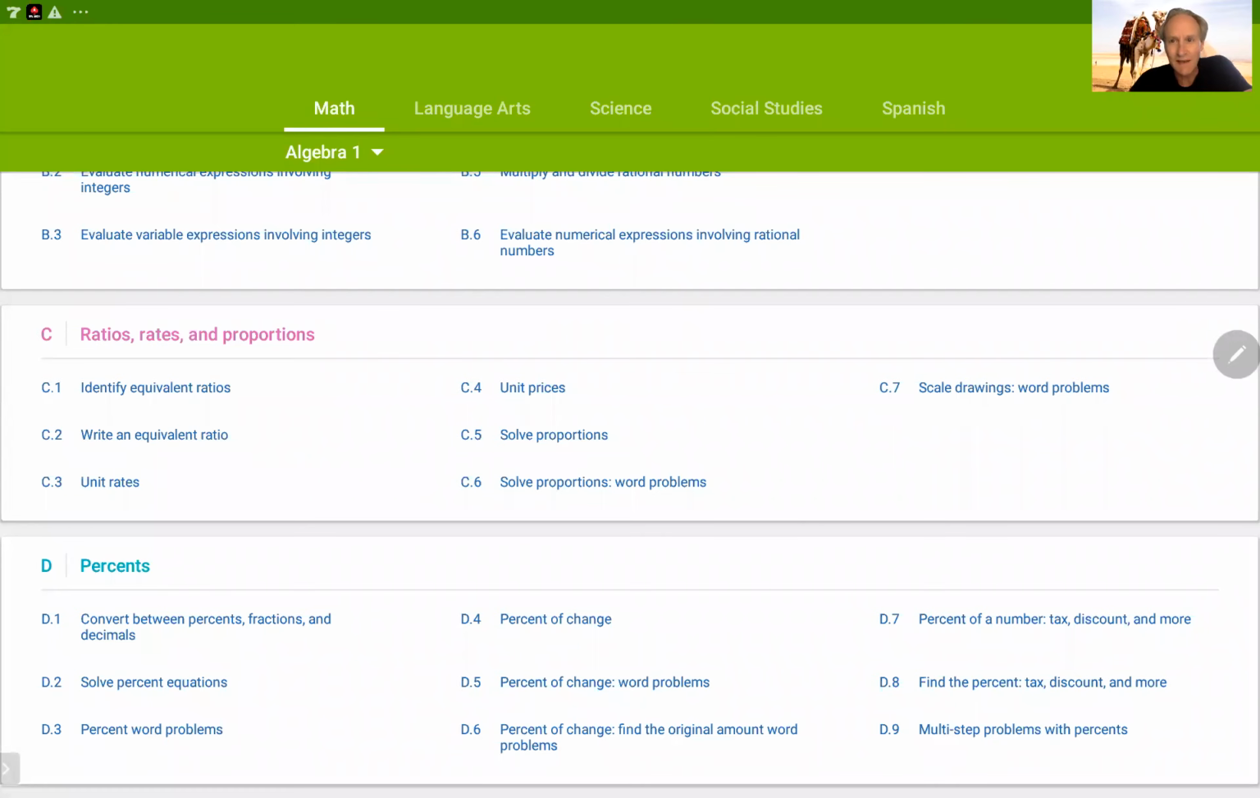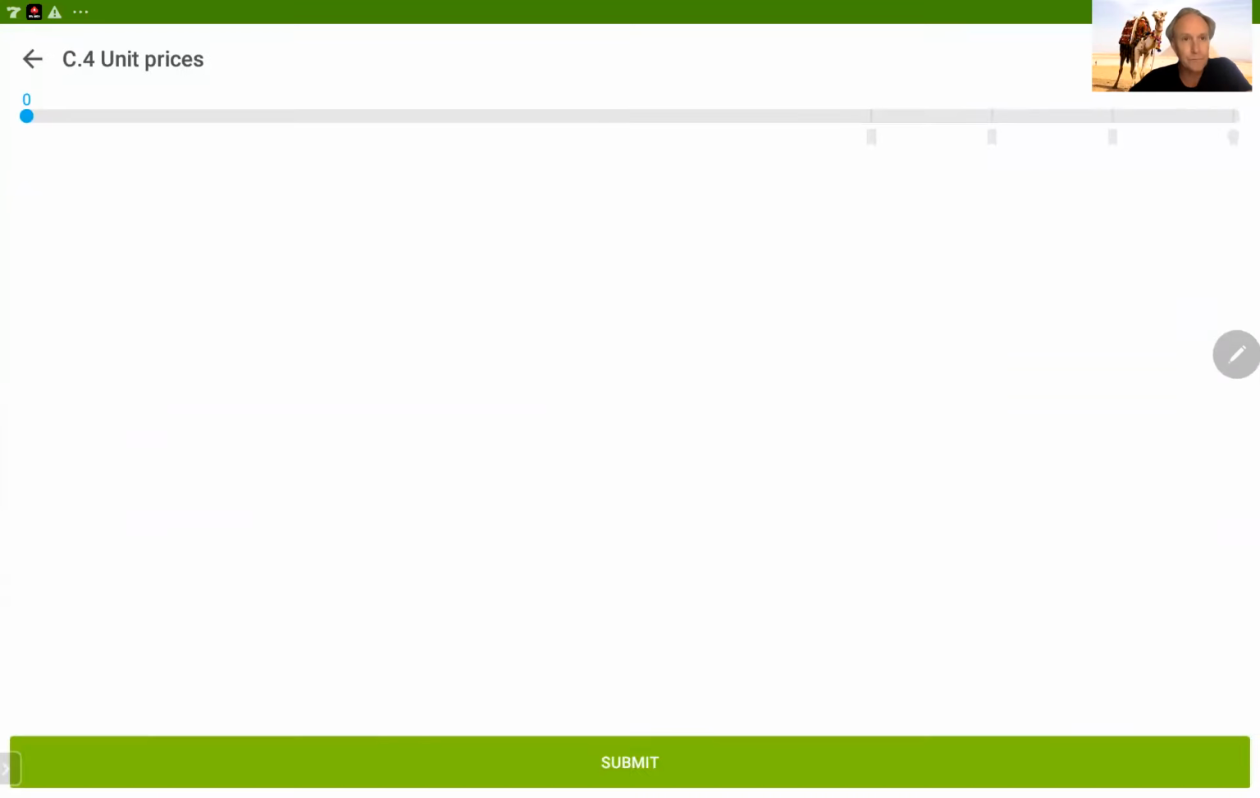Hi, folks, back again. We are still in section C. This is unit prices. We're looking at ratios, rates, and proportions. This is the IXL Algebra 1 C4 unit prices. Let's see how these problems work out.